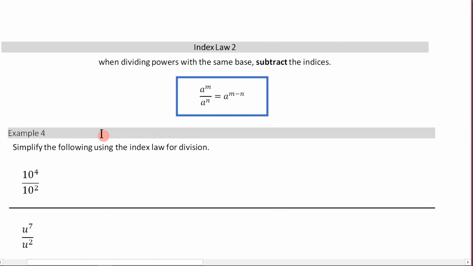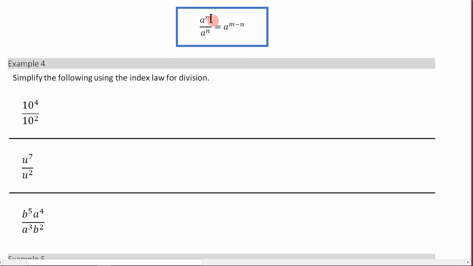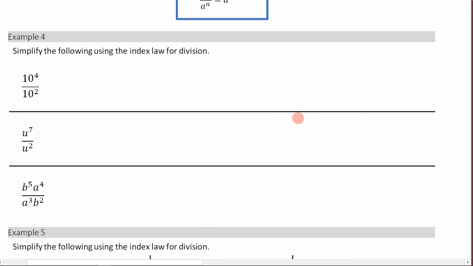Okay, let's finish this off by now going through index law 2, which says when dividing powers with the same base, subtract the indices. So here we have a to the power of m over a to the power of n, and when you have the same base, you're subtracting the indices. Okay, so let's go through some examples. Let's leave that up there.